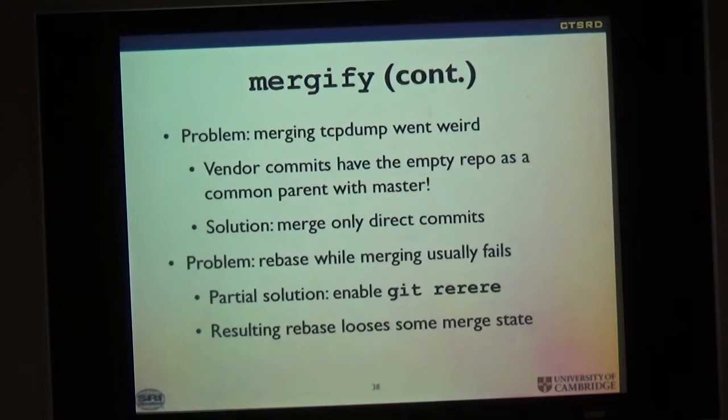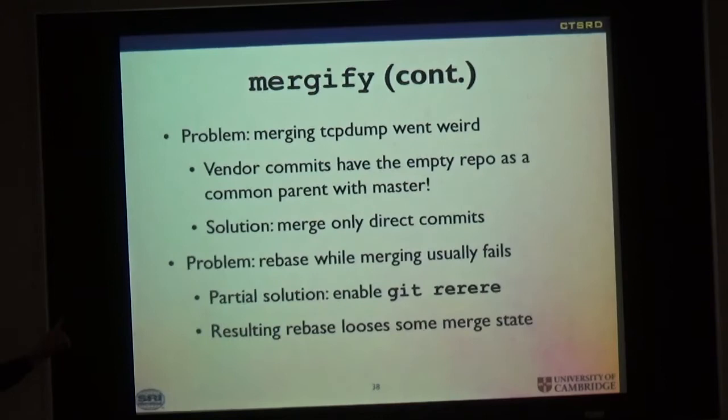So it turned out that the correct solution was to only merge the actual commits that are made to the FreeBSD head, not any history behind them. That gets pulled in all in one log, and then it all applies correctly. We've also had problems where, again, you still have the issue where if you are doing a merge and somebody else commits, you have to rebase.